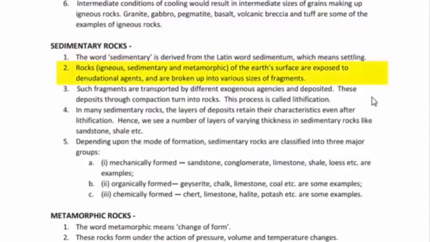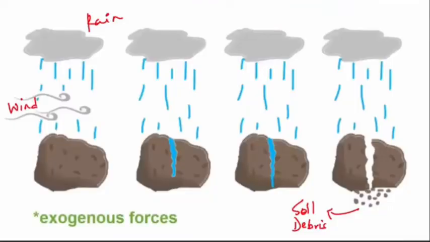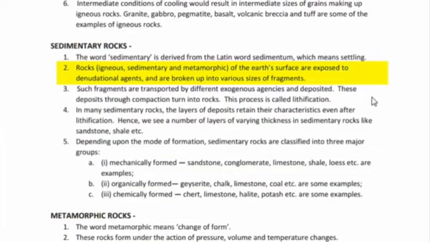Rocks of the Earth's surface are exposed to denudational agents and are broken up into various sizes of fragments. These denudational agents are also referred to as exogenous forces like wind, water, ice, etc. These forces over time erode the rock and break it down into small soil debris. It happens to all types of rocks, that is igneous, sedimentary, and metamorphic.